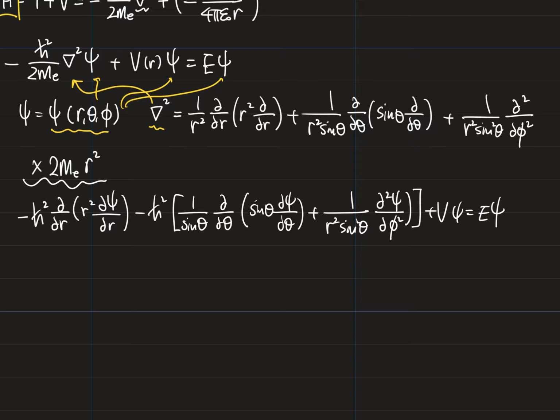So something like this. Sorry. Do I make any mistake? So we already multiplied both sides of the equation by 2mₑr². So it will be like this.